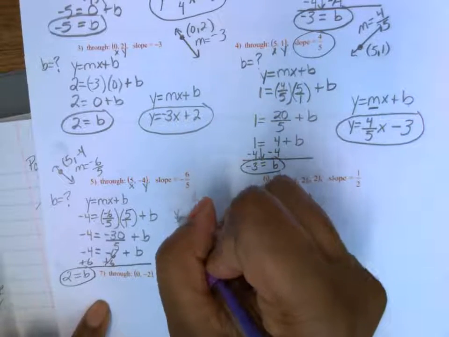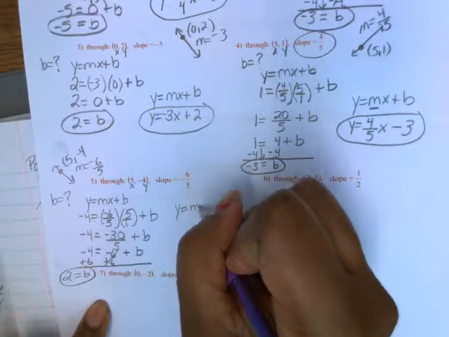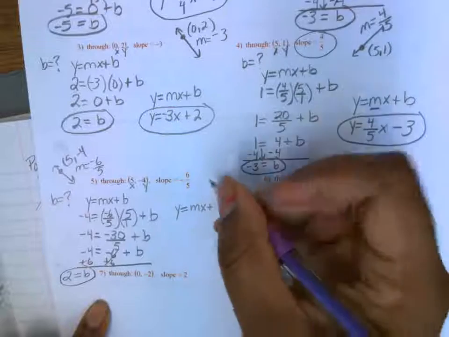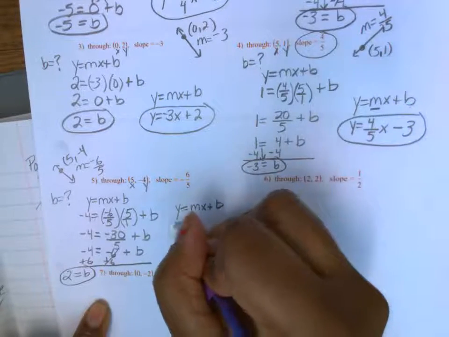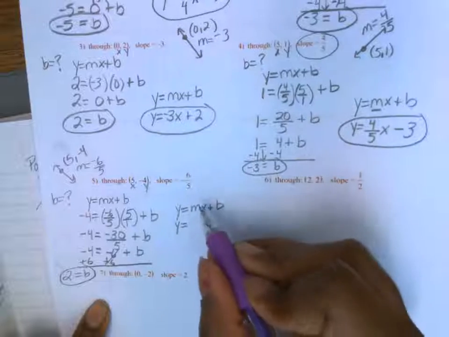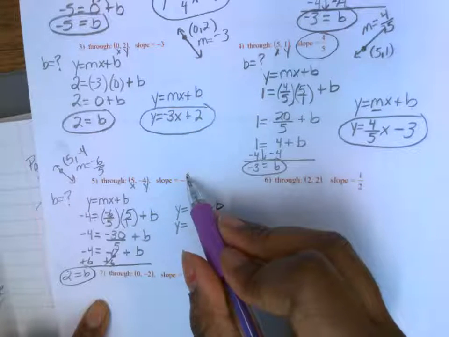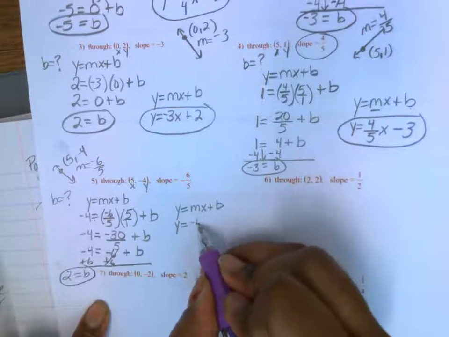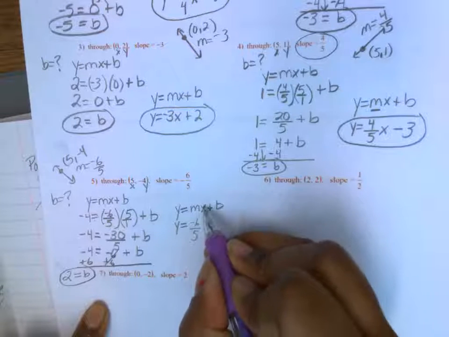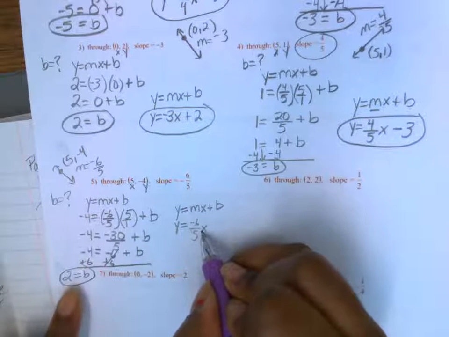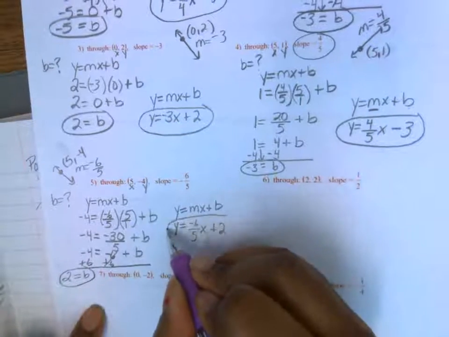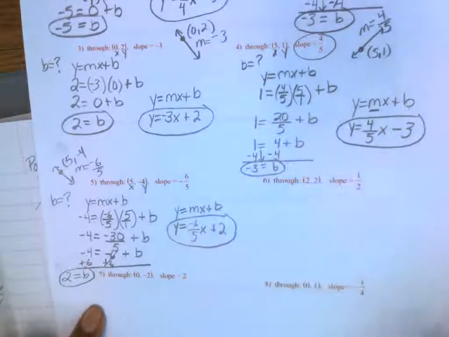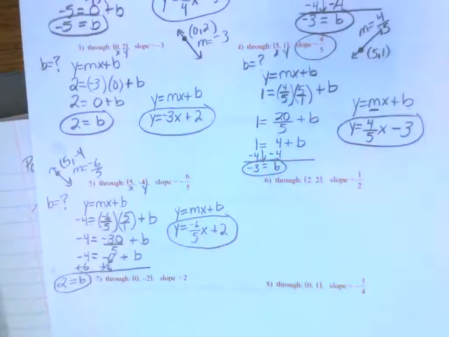So in order to write my equation in slope-intercept form, y equals mx plus b: y equals, my m, or my slope, is -6 over 5, bring down the x, and my b is +2. This is my equation. I'm going to pause so that you can write.